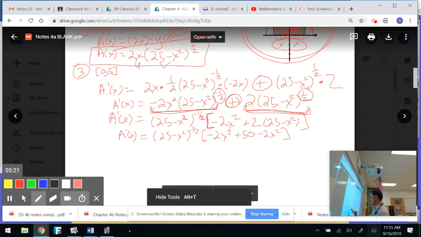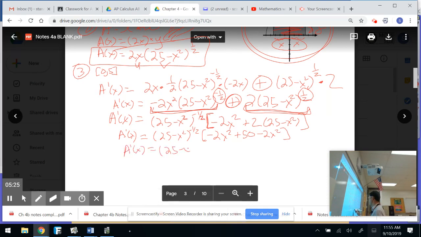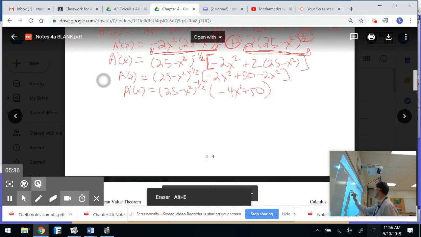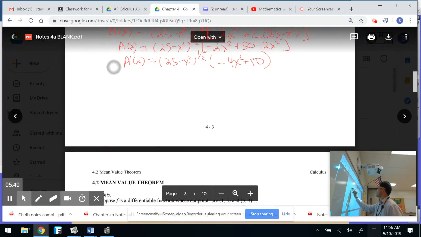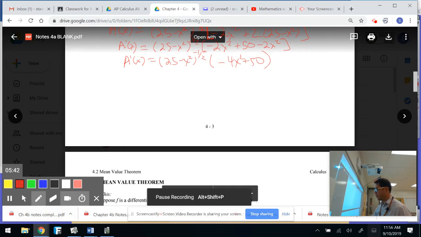Collect some like terms, and we get A prime of x is equal to 25 minus x squared to the negative 1/2 and negative 4x squared plus 50. Okay, I know some people like to rewrite these. I like to save some time. What step did we call that? We called that my step 3. It's a little bit quicker than going all the way there.